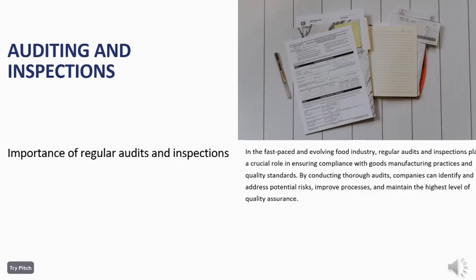The last step in the GMP is auditing and inspections. In the fast-paced and evolving food industry, regular audits and inspections play a crucial role in ensuring compliance with good manufacturing practices and quality standards. By conducting thorough audits, companies can identify and address the potential risk, improve the process, and maintain the highest level of quality assurance.